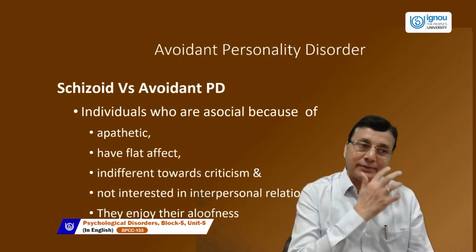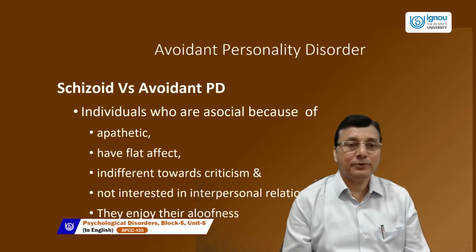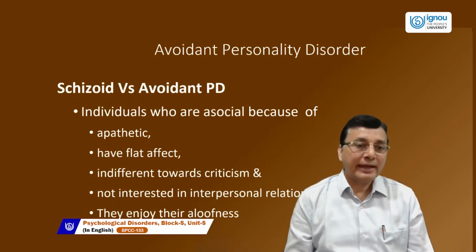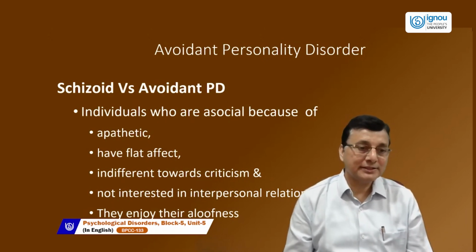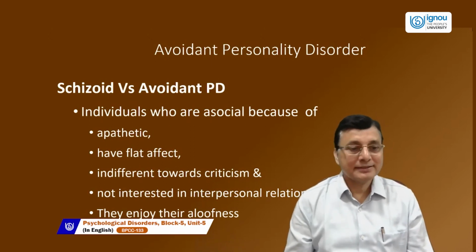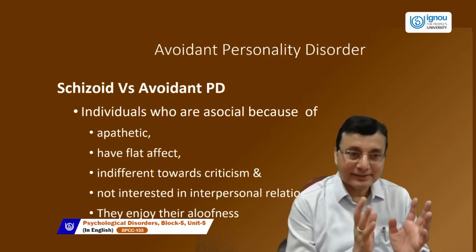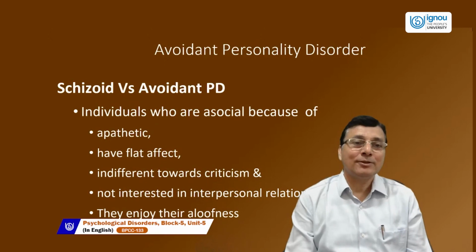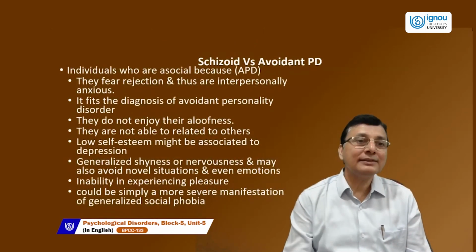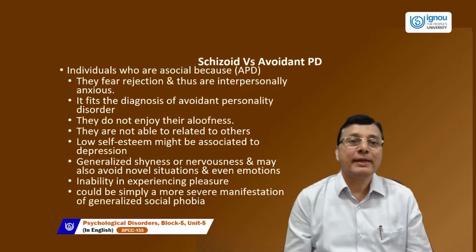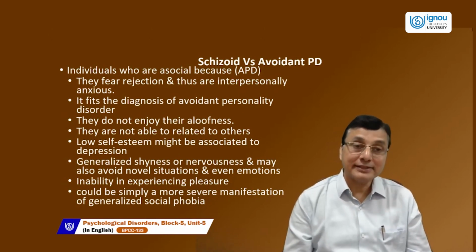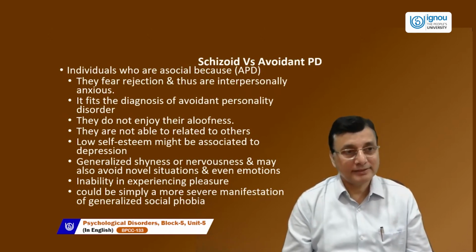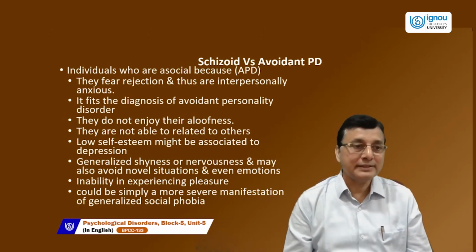Let us see the difference between schizoid personality disorder and avoidant PD. Individuals who are asocial because of apathy, have flat affect, are indifferent towards criticism, not interested in interpersonal relationships, and enjoy their aloofness: these are traits of schizoid personality disorder, not avoidant PD. Whereas individuals who are asocial because of avoidant personality disorder fear rejection. Thus, they are interpersonally anxious. It fits the diagnosis of avoidant personality disorder. They do not enjoy their aloofness.